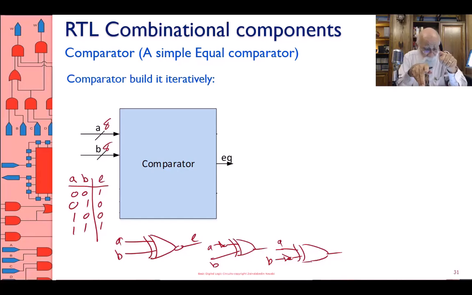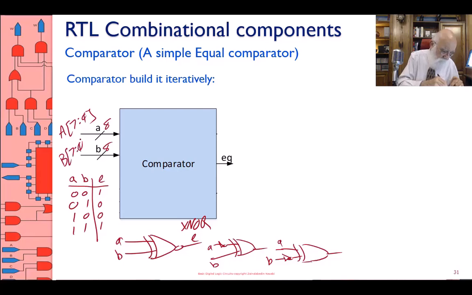Okay? What is this circuit? An XNOR is a 1-bit comparator, which becomes 1 when A and B are equal. Okay, fine. Let's say A and B are A[7:0] and B[7:0], and I want to compare these.